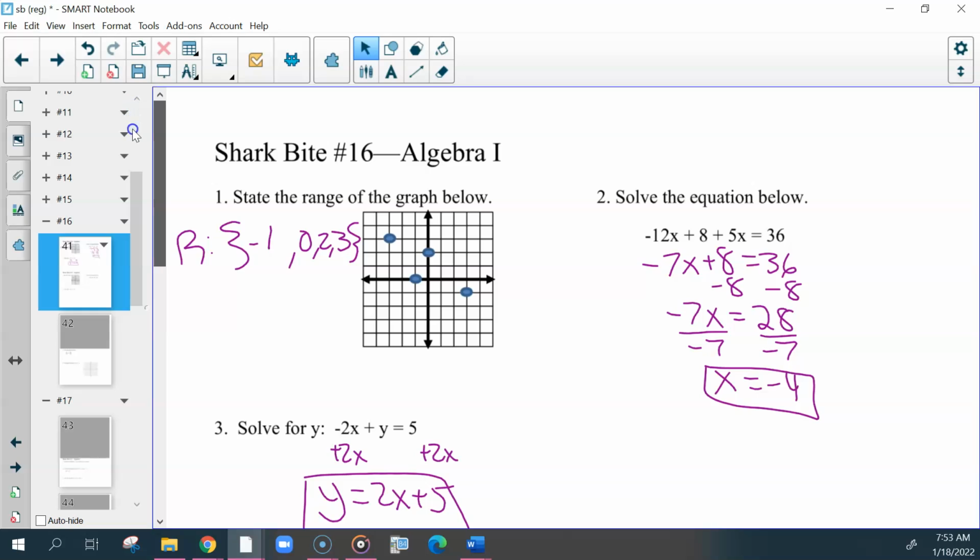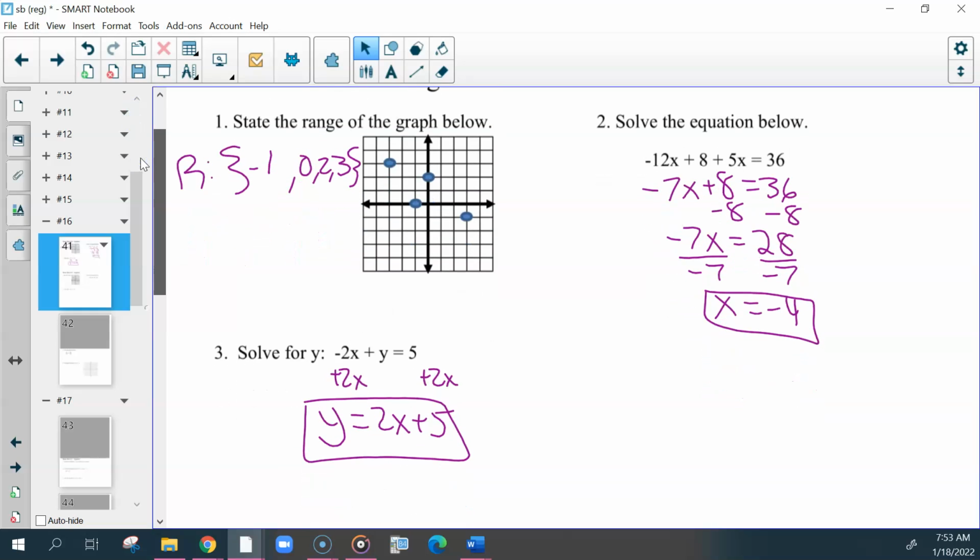Okay, for 16, here are your answers. Number 1, you need to find the range of the given graph. They were random ordered pairs, so you needed to list them least to greatest or lowest to highest without repeating. So -1, 0, 2, 3 in curly brackets would have been your range.